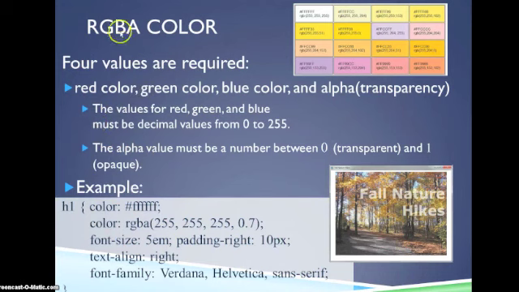When we're doing RGBA color, A stands for alpha. That's the transparency part. So we already experienced the red, green, and blue colors. Now we add an alpha channel. So here's an example: red, green, and blue with an alpha channel. So this will be white, and it'll be 70%.